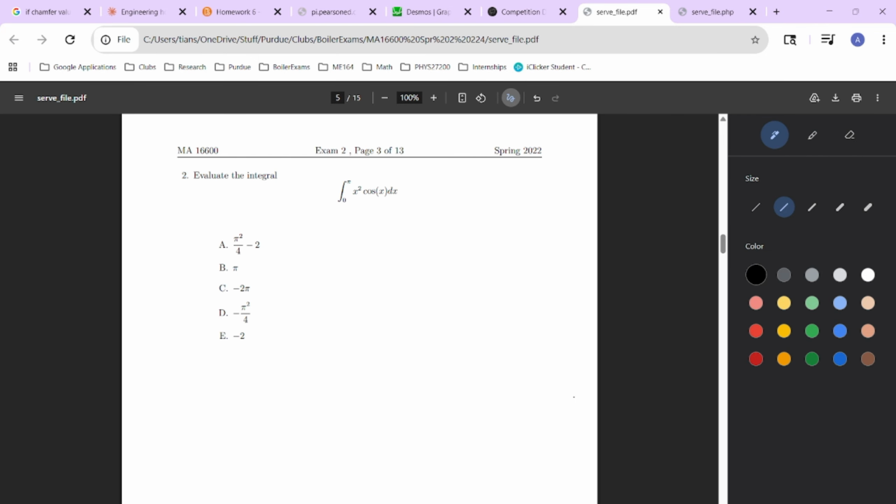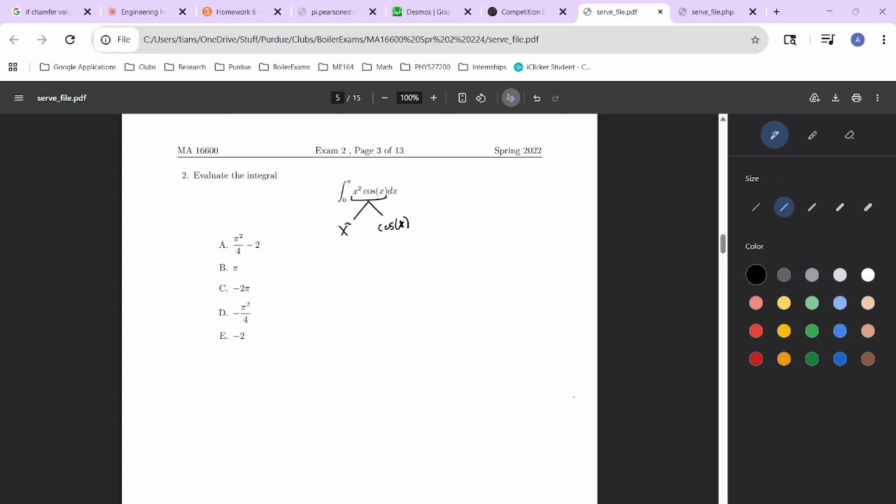Evaluate the integral from 0 to pi of x squared cosine of x dx. Right off the bat, we can actually see what integration formula we need to use. In this case, we have the product of two different functions as our function, x squared and cosine of x.